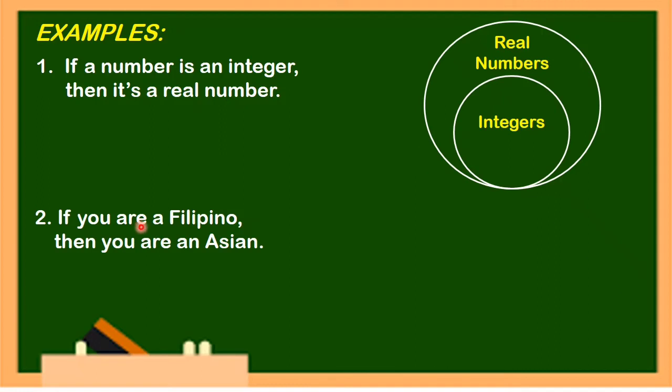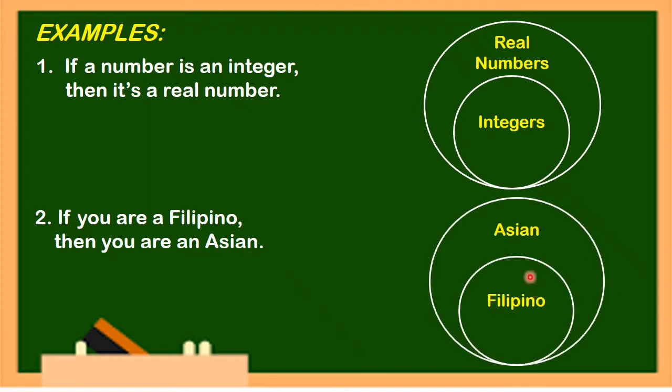Okay, next example. If you are a Filipino, then you are an Asian. So, let's show our Venn diagram. Here we go. The Filipino, which is in the small circle, which is the hypothesis, is inside the conclusion, which is the Asian. Because we know Filipino resides in the Philippines, where Philippines is one of the Asian countries. That's why Filipino is under Asian or inside Asian.